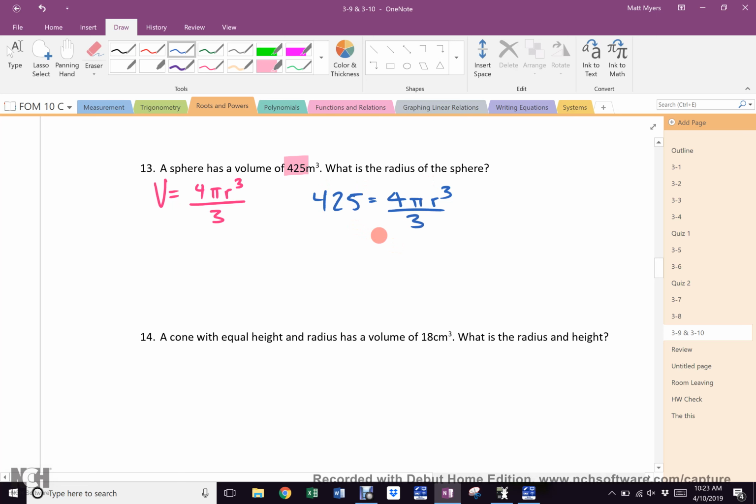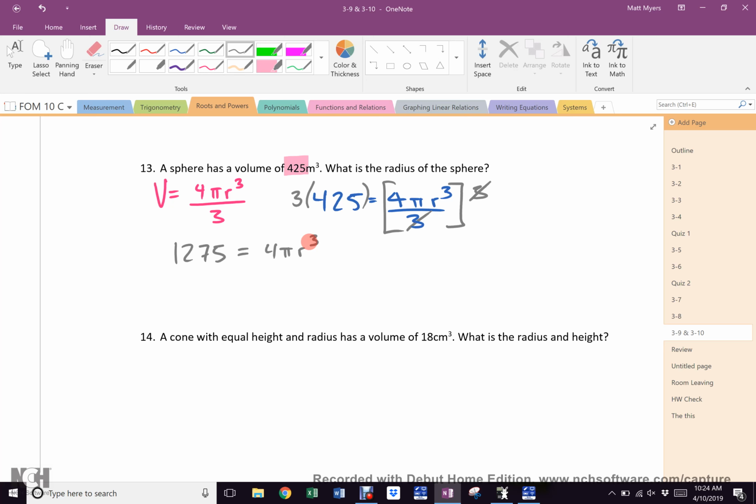Okay, where would you start? So you're going to get rid of that division. How do you get rid of that division? I multiply by what? 3. Cancel, cancel. So what happens over here? Multiply by 3. So I get 1,275 equals 4 pi r cubed. Everybody's happy? Okay, what do you want to get rid of next?